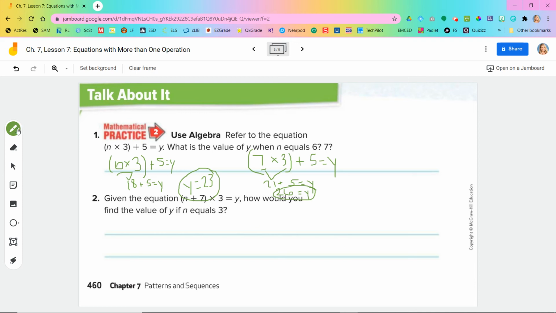All right. Next one says, given the equation n plus 7 times 3 equals y, how would you find the value of y if n equals 3? So what we would do to explain our steps, we would need to rewrite our equation to show what we're doing to solve. All right, so I'm going to say 3 plus 7. Nope, leave it right there.